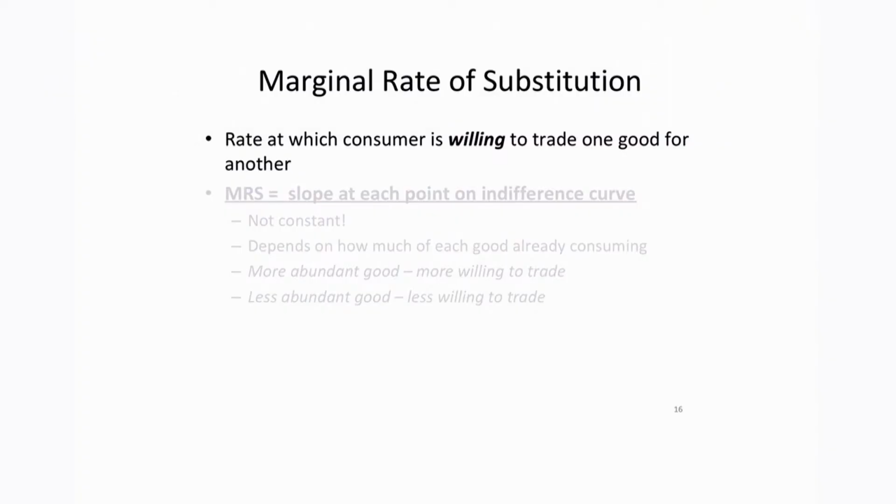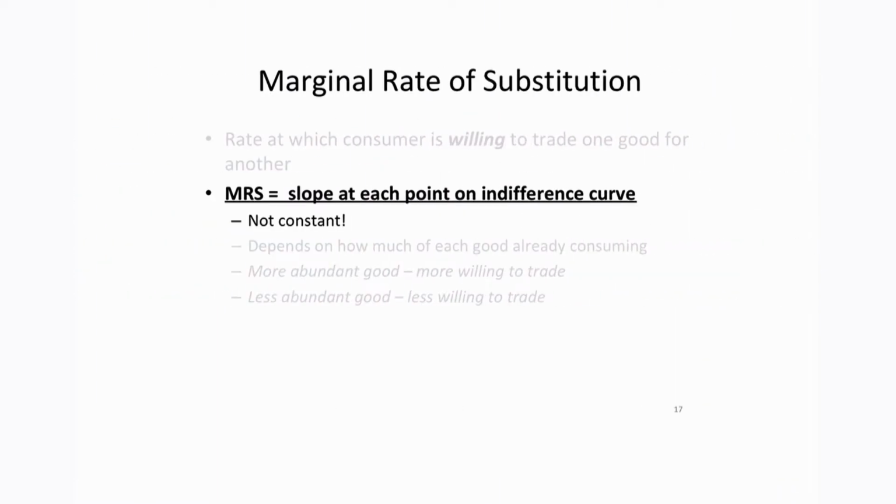The concept of the marginal rate of substitution captures the slope along the indifference curves. The marginal rate of substitution tells us the rate at which a consumer is willing to trade one good for the other. This gives us the slope at each point along the indifference curve.